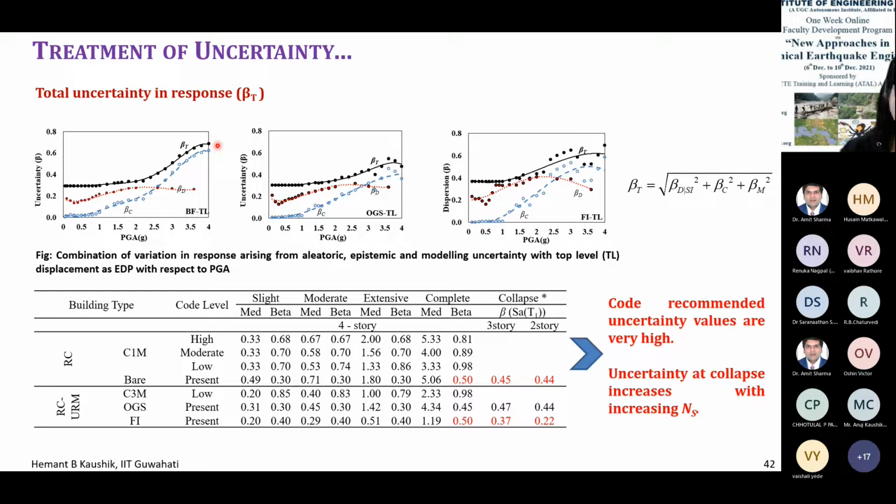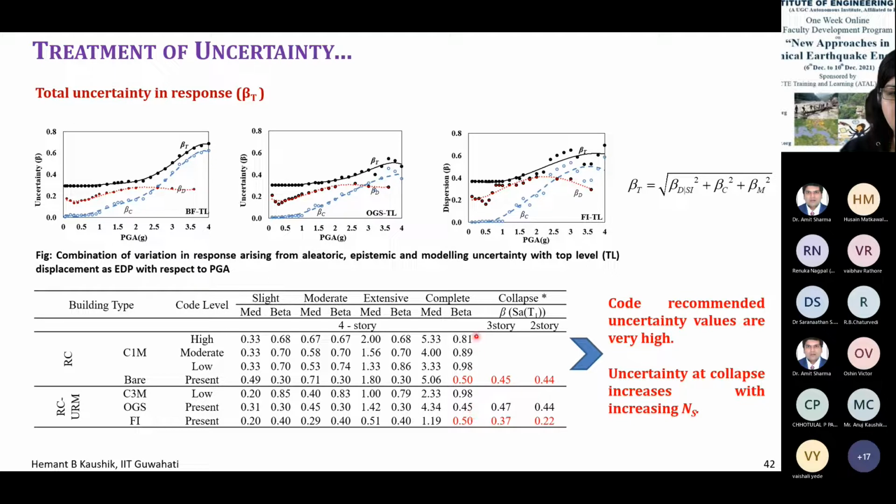So finally, what we get is the beta, the uncertainty value coming from the codes as well. Some codes are available for reinforced concrete and reinforced concrete URM structures. Limited numbers are given in the code, with median values and beta values. What we get in the present study is 0.5, which is much different from what is specified in the code.